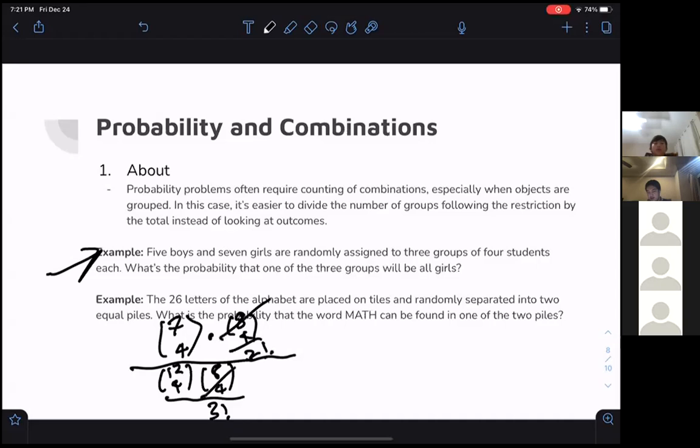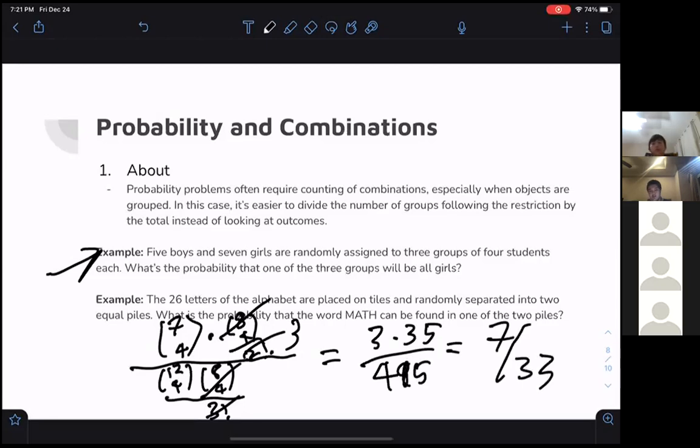Now this cancels with that. This cancels out to make a 3 in the numerator. So it's 3 times 7 choose 4 over 12 choose 4. 3 times 35 over 495, I believe. Or you can leave it factored. This is equal to 7 over 33, as I believe is the correct answer.